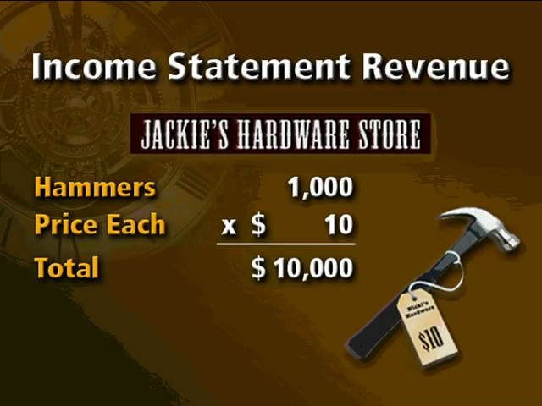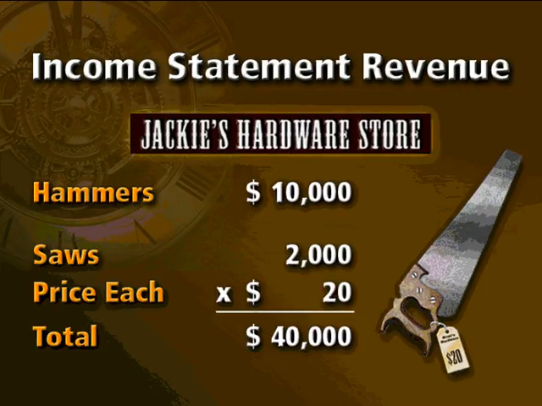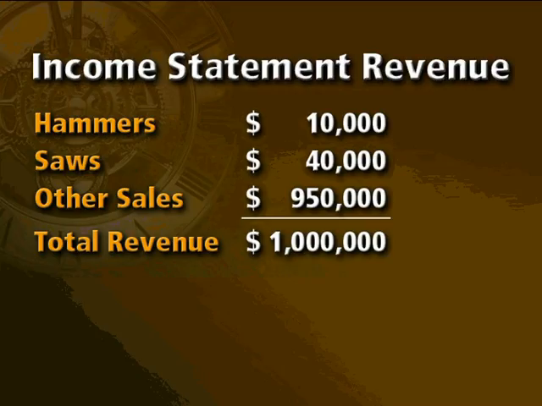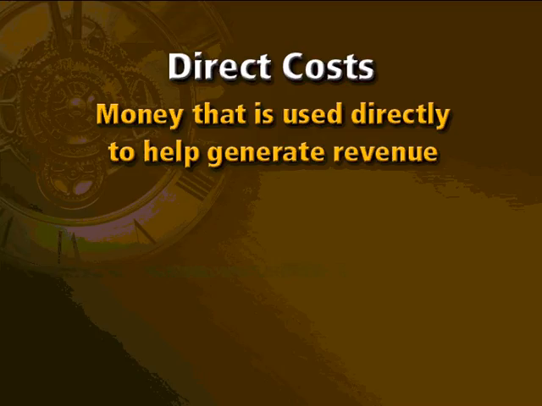In Jackie's hardware store, she derives revenue from the sale of such things as hammers, saws, nails, ladders, and so forth. If she sells each hammer for $10 and in the course of the year sells 1,000 hammers, she's received $10,000 in revenue for hammers. If she sells 2,000 saws at $20 each, that's $40,000 in revenue from saws. If you add the revenue from the hammers to the revenue from the saws to the revenue of all the other products she sells in her hardware store, we will assume that last year she derived total revenue of $1 million.